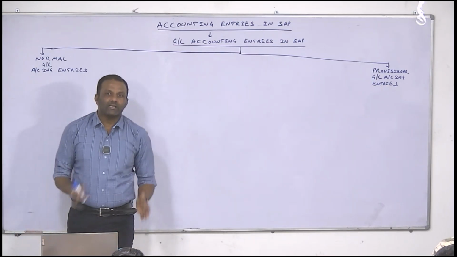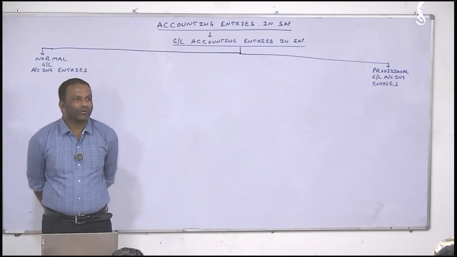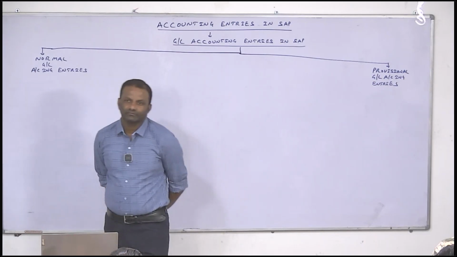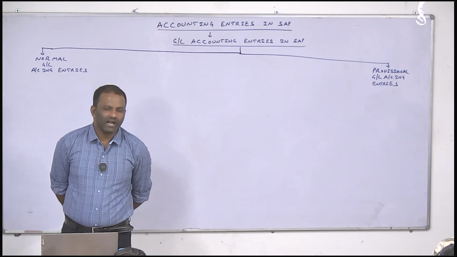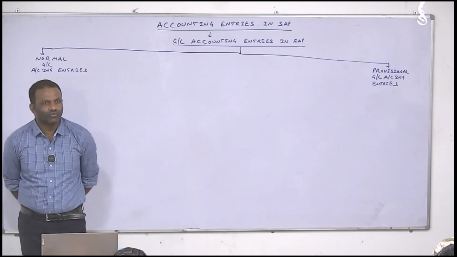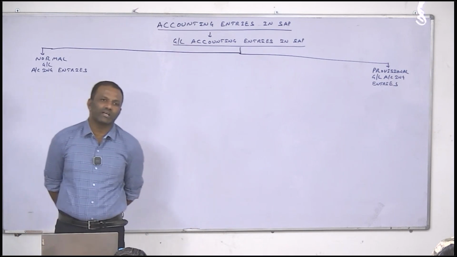You have arranged some lunch for your employees. What is the accounting entry? You have arranged some lunch, Saturday afternoon or Friday afternoon, whatever it may be. What is the accounting entry?